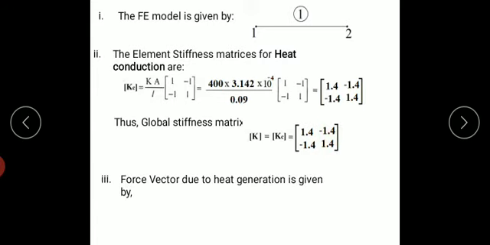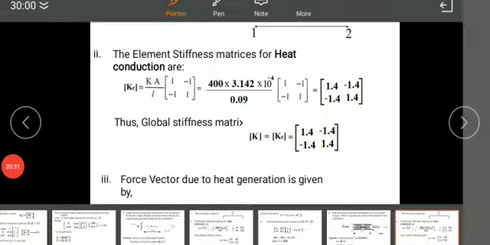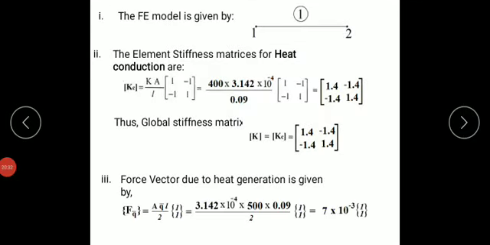Force vector due to heat generation. So here the force vector due to heat generation is given by F = A q dash L by 2 for each node. So here q dash is the heat generation, area I know, length L I know. If I substitute the values, I'll get the force vector due to heat generation. So here the global force vector is also same as the force vector in the element, because it is considered a single element. So the equilibrium equation is 1.4, -1.4, -1.4 and 1.4.